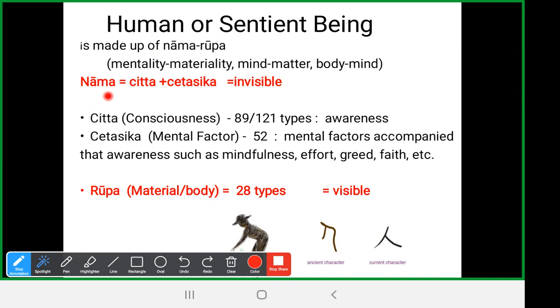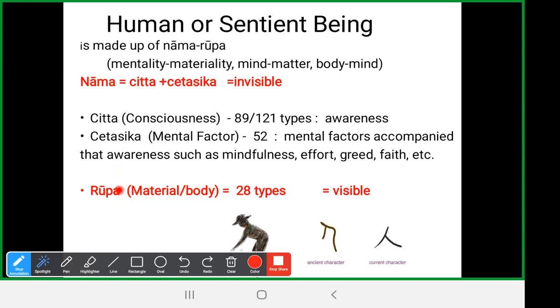Then the nama, which you can break down as just now, is chitta and chittasika. This is invisible, meaning we cannot see it. Chitta, as mentioned just now, is consciousness, 89 or 121 types. It's just awareness of the object. Chittasika, the mental factors, 52, are the mental factors that accompany that awareness. This is a big one because there are many types, which I will show later, like mindfulness, effort, greed, faith, and so on. This is one part of the human: nama.